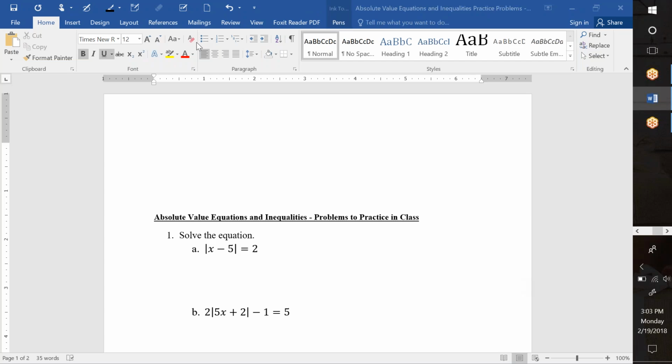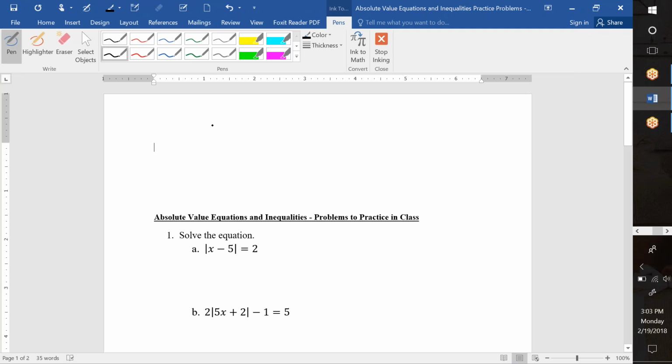All right, this is a condensed version of what we would have done in class today on absolute value equations and inequalities. So there are some general rules that we need to go over about what this actually is talking about. There are two types of problems we're going to be solving today: absolute value equations, which have an equal sign, and absolute value inequalities, which have less than or greater than, less than or equal to, or greater than or equal to.